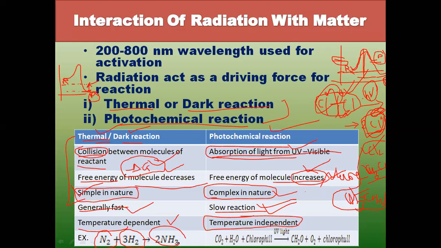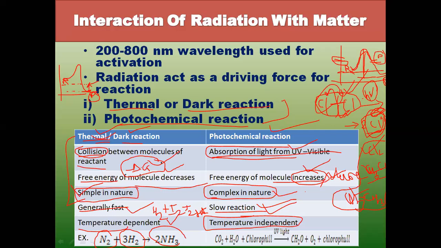Breakdown of PCl5: PCl5 breaks down into PCl3 and Cl2. The reaction of H2 with I2 gives 2HI. This is one of the examples of a thermal reaction. Then N2O5 can break down into NO2 plus O2.